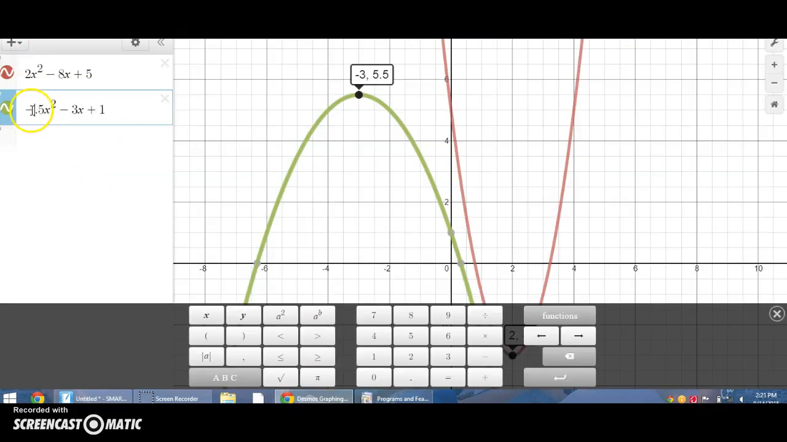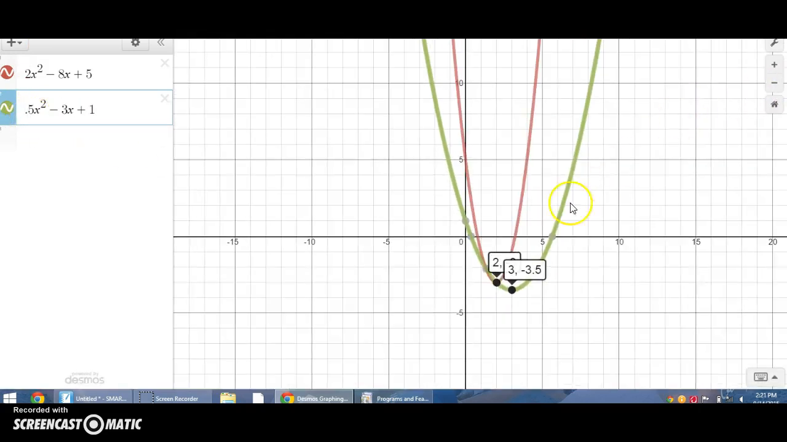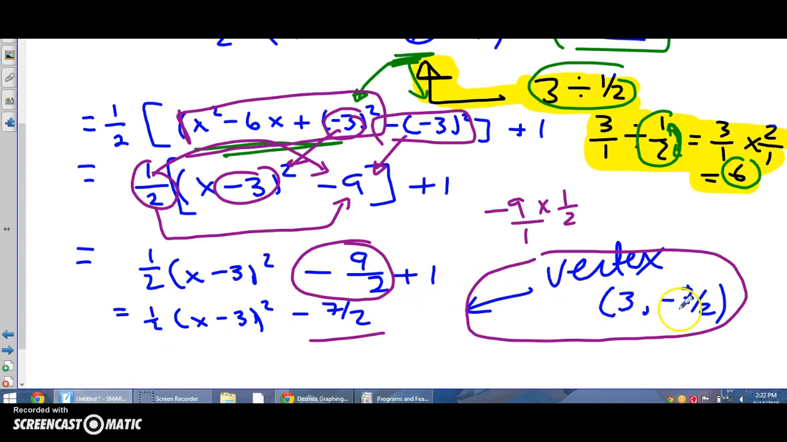I put a negative in front of this whole thing. So let's get rid of this negative. So when I look here, I have (3, -3.5) as my vertex. This green guy, let me get rid of the old red one here. So (3, -3.5) is my vertex. And going back to here, I have 3 and -7/2. And -7/2 is, in fact, -3.5, right? So when you graph that, it's fine to use a decimal, but just when we're playing around with the steps, I need you to use fractions. So that's my vertex, (3, -3.5).